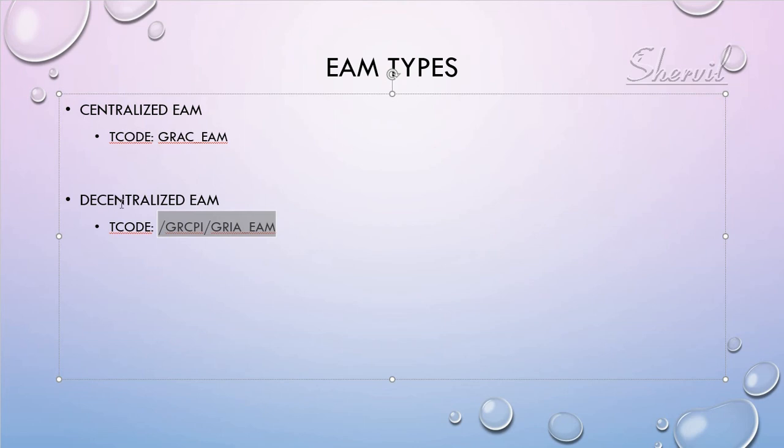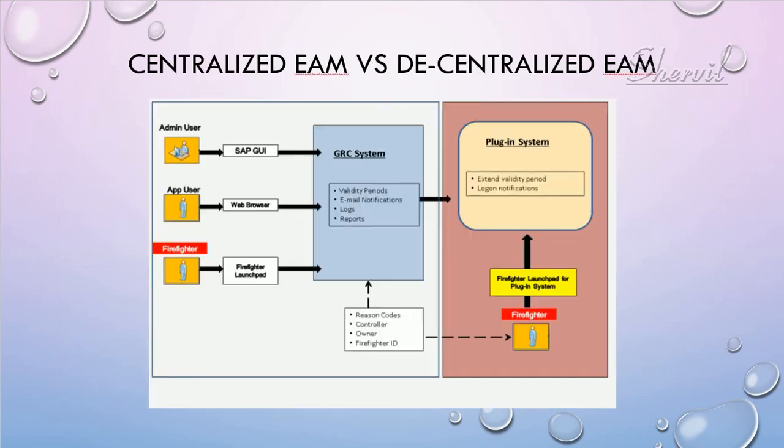So there are two different ways of invoking and setting up EAMs. One is centralized, another is decentralized. Now, this diagram basically shows you the difference between the centralized EAM setup and decentralized EAM setup. Like I said, the decentralized EAM setup allows you to use EAM Launchpad directly in the plugin system itself, and to perform the firefighting activities.